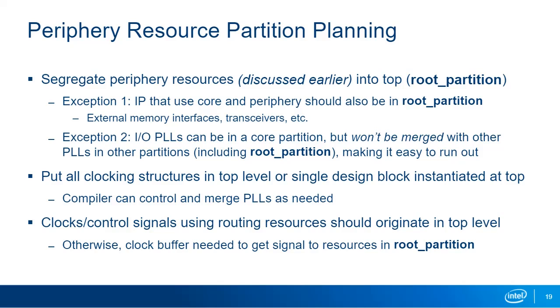Finally, any clock or high fan-out control signals that are used to drive any of the global device routing resources should originate in the top level of the design instead of from a core partition. If these signals originate lower down in the hierarchy, clock buffers are needed to bring them up to the root partition for distribution to the rest of the design.